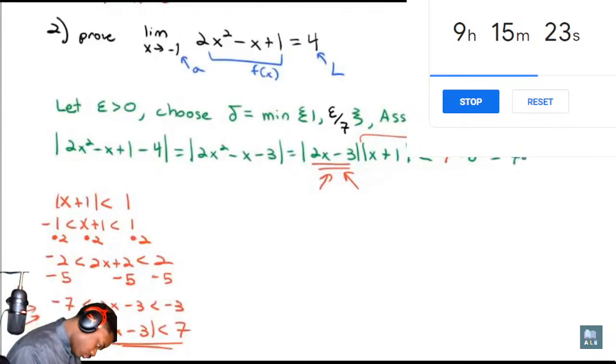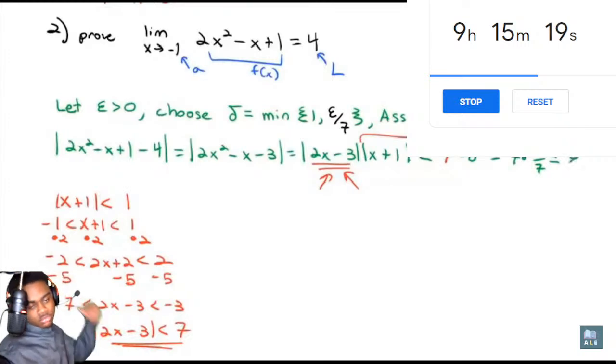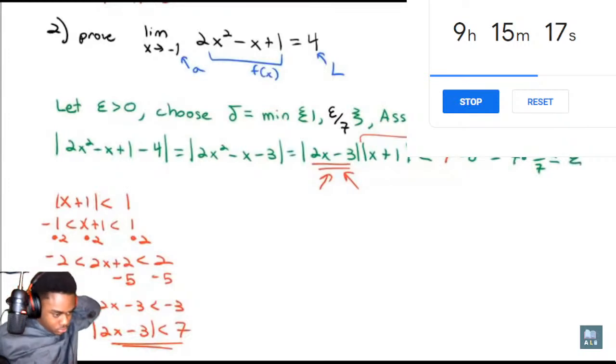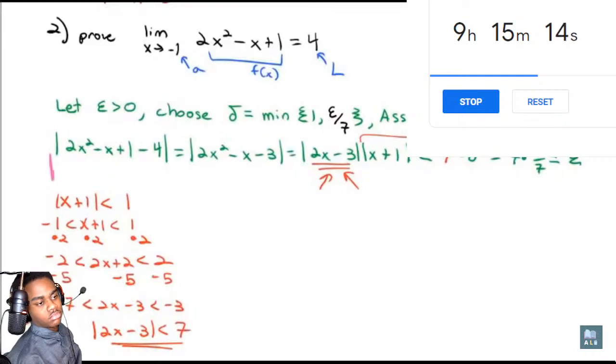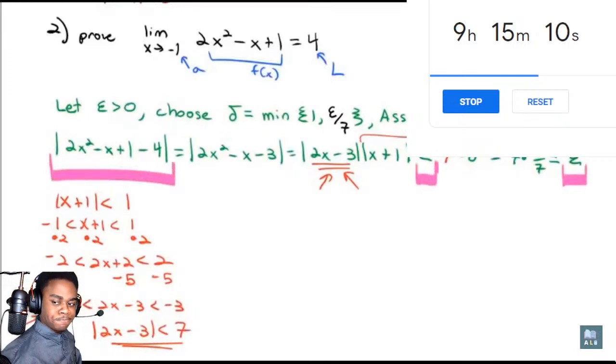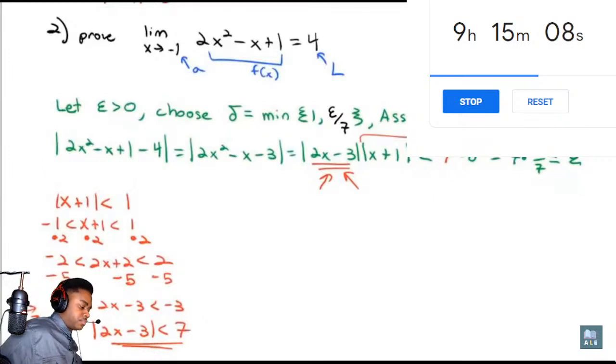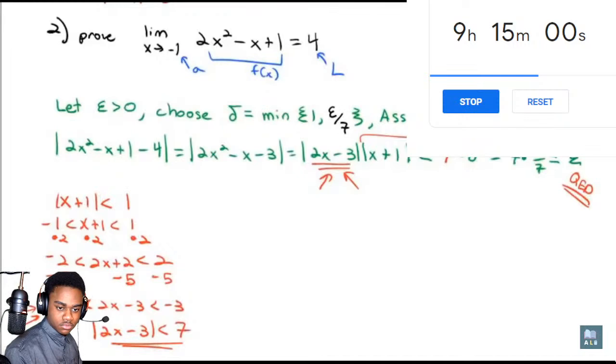So we have 7 times delta, which is epsilon over 7. The 7's divide out, and we're just left with epsilon. So we've shown that f of x minus L is less than epsilon, which is QED, what we wanted, that which was to be demonstrated.